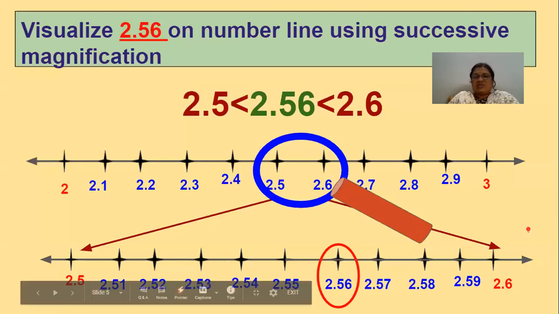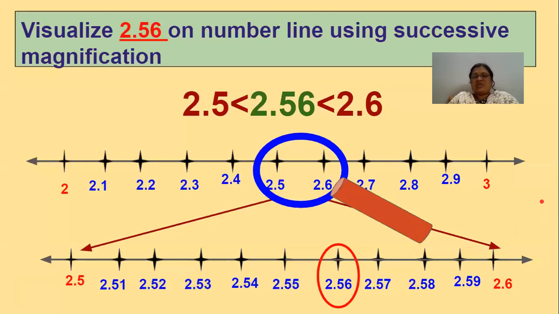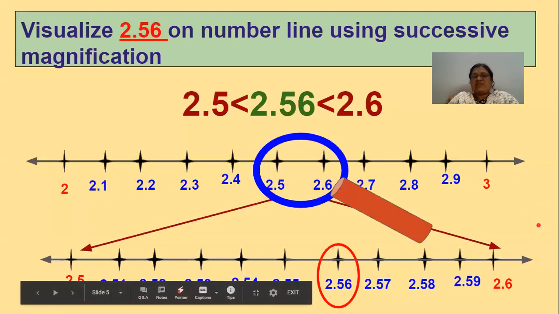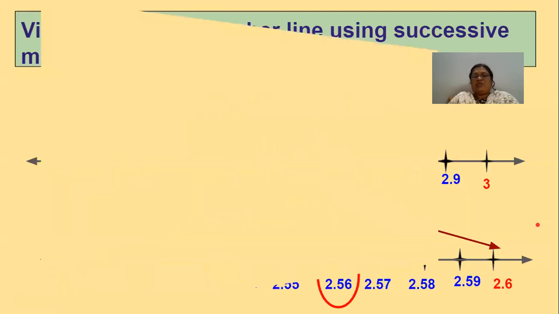Did you observe? So this is the successive magnification. Successive magnification means step by step we will magnify. So 2.5, it is very easy to locate. Now one digit is increased. So after the point, two digits are there. So I have made two lines like this and I have separated. One more problem.